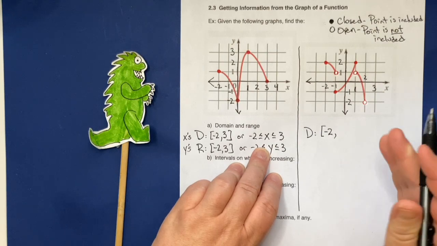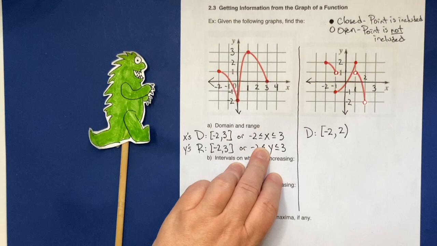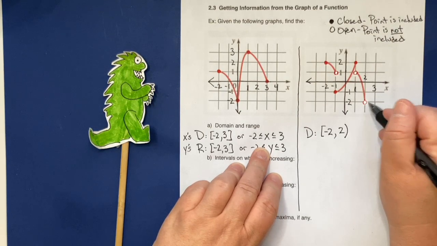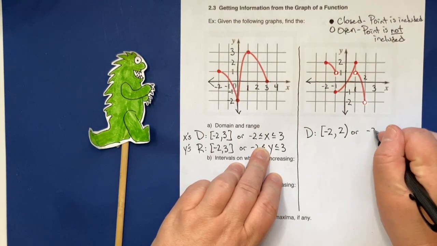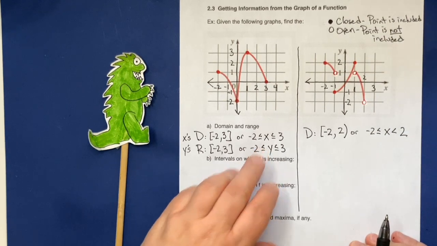There are some jumps, but every x is accounted for, all the way up to 2, but 2 is not included because that's an open circle. So it would be -2 is less than or equal to x is less than 2.